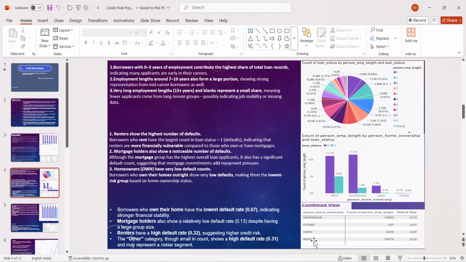Here we have again a combined view of person home ownership, count of person, employment length, and default rate. So renters have a high default rate, which is 32%, suggesting higher credit risk. The other category, though small in count, shows a high default rate, which is 31%, and may represent a riskier segment.